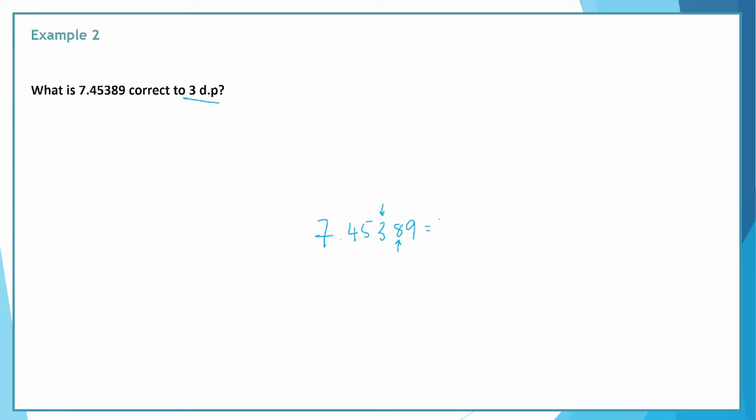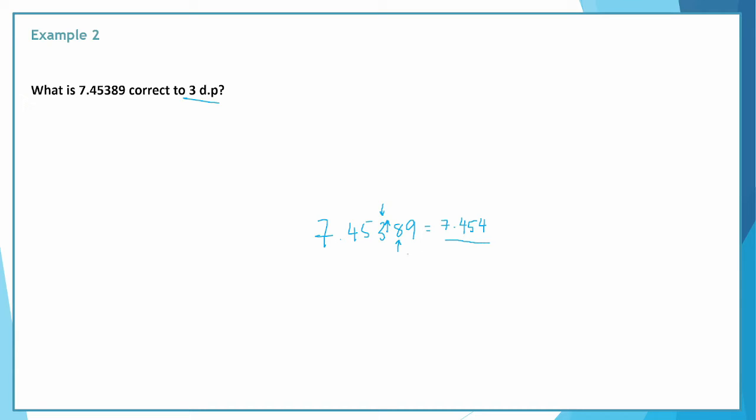Just like we did before, we're going to write everything up to our last digit because that's going to stay the same. So 7.45. And now we're going to look at our decider. We say, is our decider greater than or equal to 5? Well, our decider is 8, which is greater than 5, which means that we move this number 3 up. We add 1 to this number 3. So instead of writing 3, we write 4.